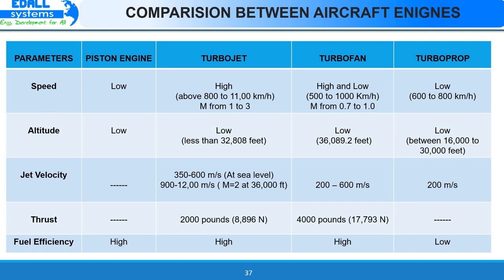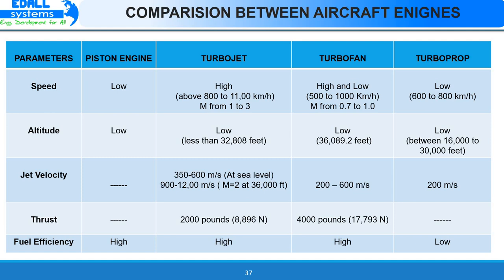Turbojet engine operates at high speeds, that is above 800 to 1100 km per hour. Turbojet engine operates at low altitude, that is less than 32,808 feet. Jet velocity of turbojet engine is 350 to 600 meters per second at sea level. Thrust generated by turbojet engine is 2000 pounds, which is 8,896 Newton. The fuel efficiency of turbojet engine is high.